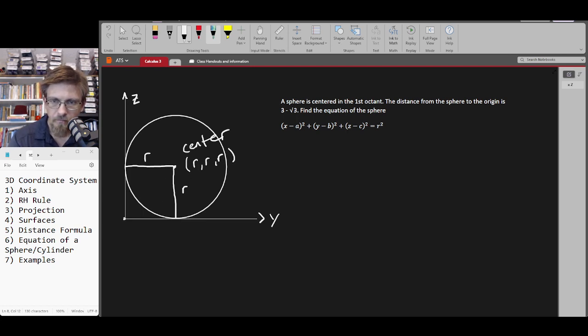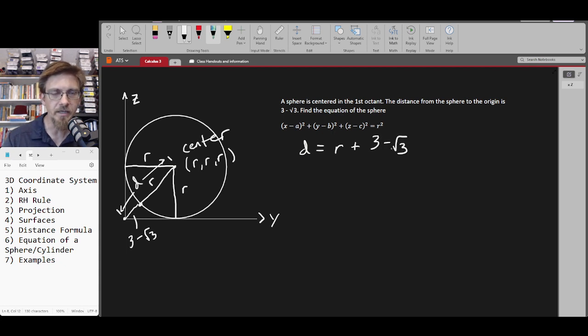I also know that from the origin to the sphere here, this length right here, that's the 3 minus rad 3. And then this length right here is r. And then I'm going to call this length right here d. Okay, so now what do I know? Well, I know that d is equal to, just immediately, r plus 3 minus rad 3. Pretty easy idea there to work with.